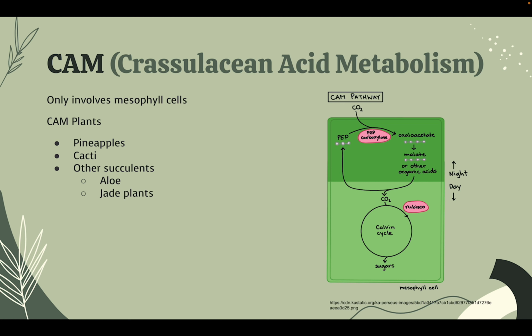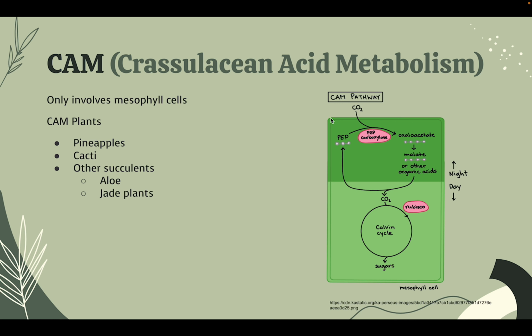Okay, so CAM stands for Crassulacean acid metabolism. This type is not separating the Calvin cycle from oxygen by space the way our C4 photosynthesis did. It uses time instead. It all happens in our mesophyll cells. It's used by pineapples, cacti, and other succulents like aloe and jade plants. So, plants that are usually in the desert. In fact, the name Crassulacean acid metabolism comes from a certain type of succulent, I believe, that uses it.